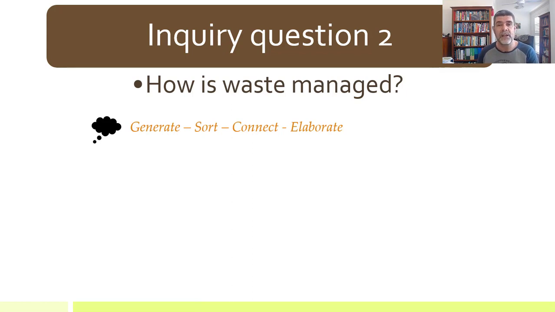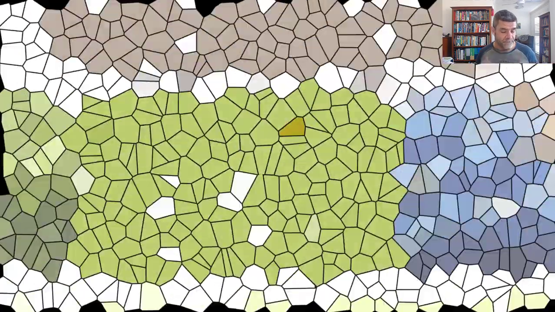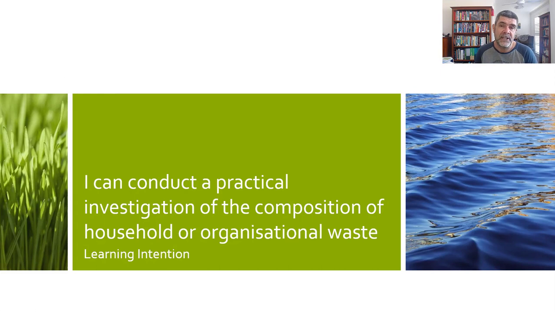And we're going to be looking specifically at how we calculate that, doing a bit of an audit in this particular video. So our learning goal for this particular video is for you to conduct a practical investigation of the composition of household or organizational waste. Now obviously on this video we're not going to conduct a practical investigation, and this is something that you can either do with your own home garbage bin or with bins at an organization like a school. And that's something that we're going to be actually doing together as a group in class.